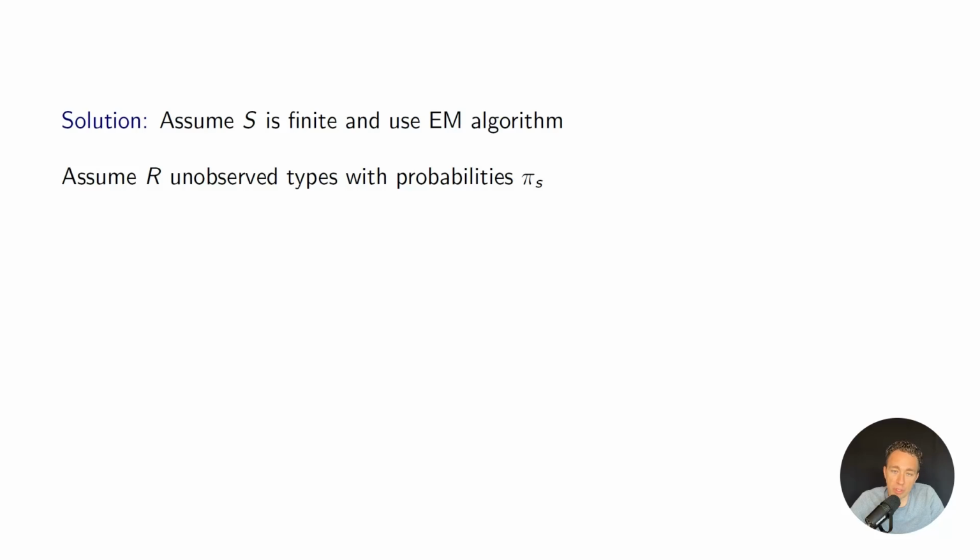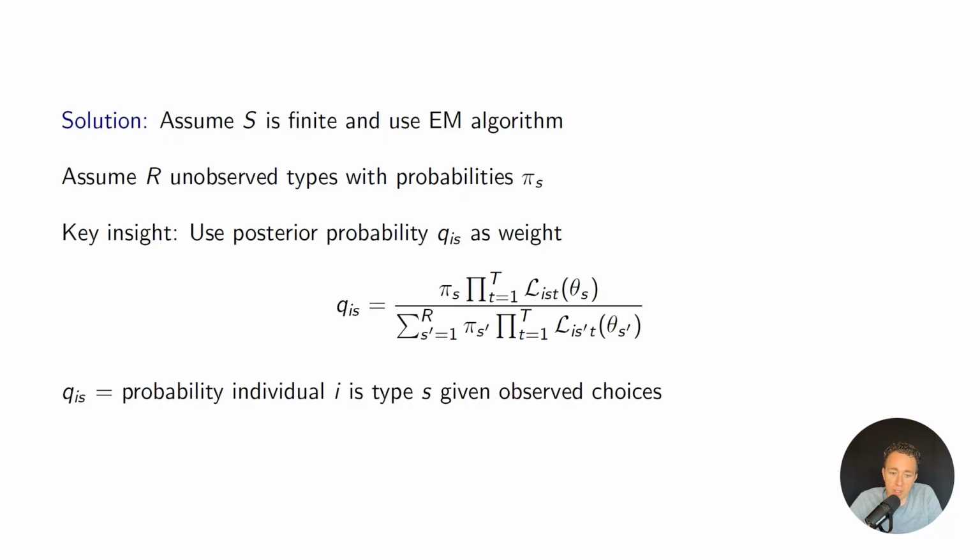So we're going to assume that there are capital R unobserved types that have probabilities pi s in the population. The key idea is that we can use this posterior probability from the EM algorithm, the q_is that we talked about in a prior video. We can use that as a weight in our estimation. So this q_is is derived from Bayes' rule.